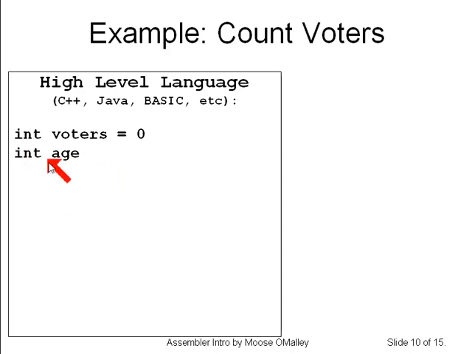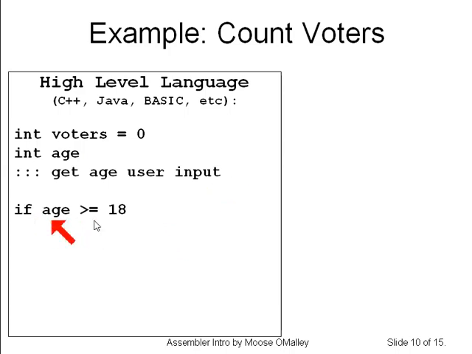And I've got an age, and I'll get the age input from the user or from a file or from somewhere. And then if the age is greater than or equal to 18, then I'm going to add 1 to the voters. Voters equals voters plus 1. In other words, you're old enough to vote. So I'm assuming 18 is the voting age in this example, but that might vary depending on the region. So voters equals voters plus 1.